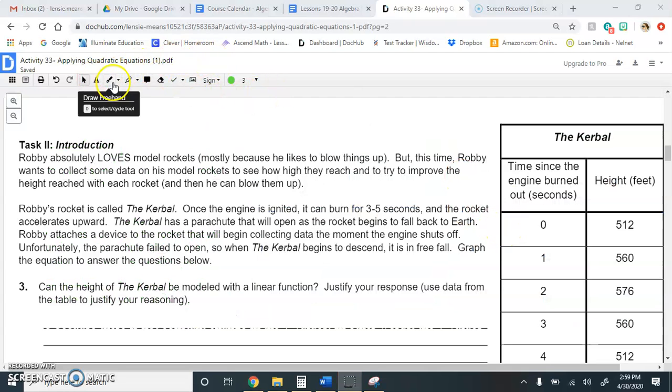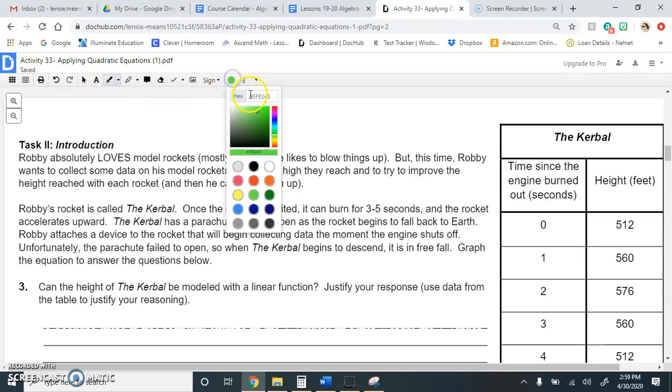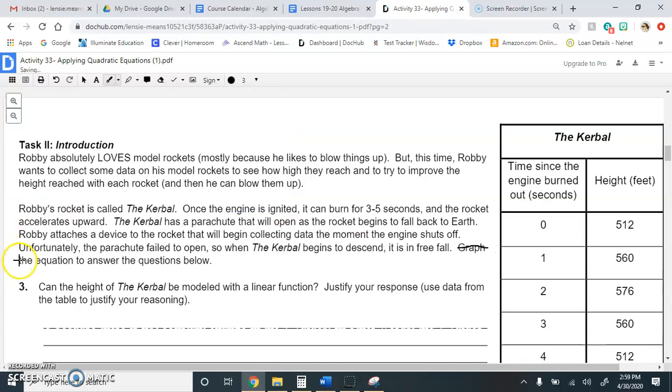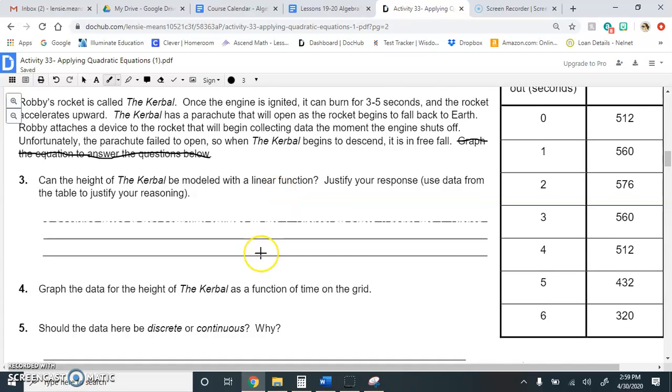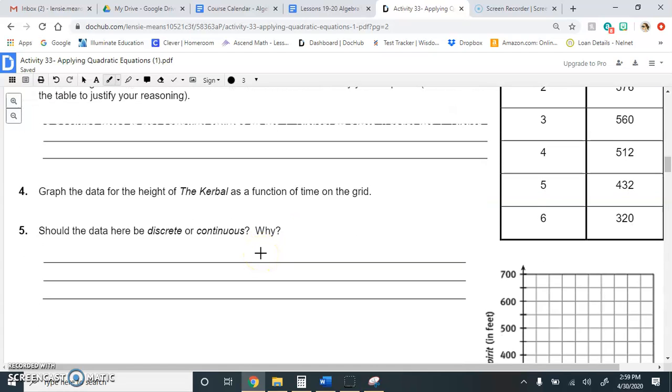Okay, we are ready for task 2. I do want to point out a little typo here, if you could help me fix this. We are not ready to graph the equation yet. So let's cross that out for now. We'll get there, I believe, in number 4. When you're ready, go ahead and pause the video, read through the task 2 introduction, and then I would like for you to go ahead and do 3, 4, and 5 on your own, and then we'll come back together to compare answers.